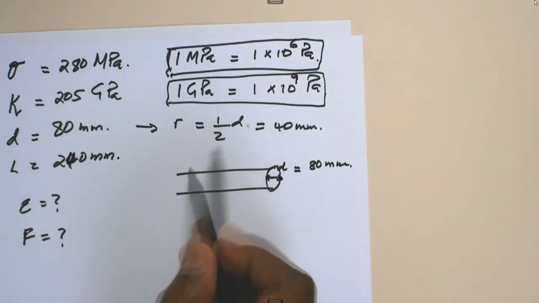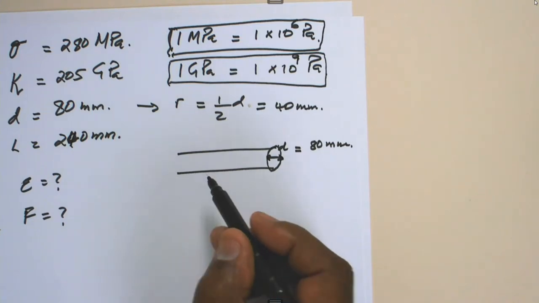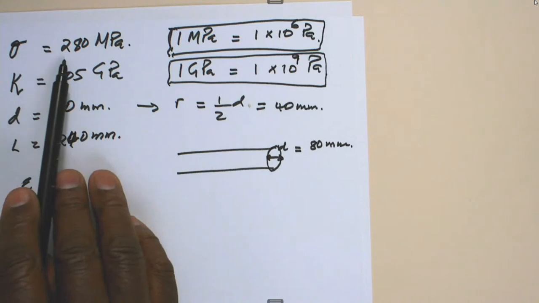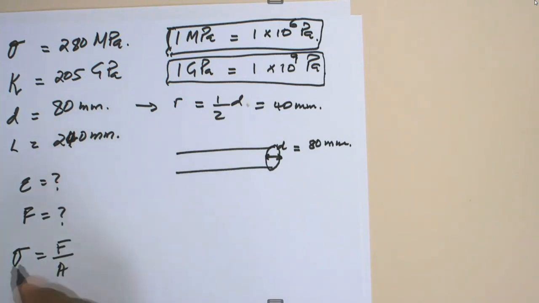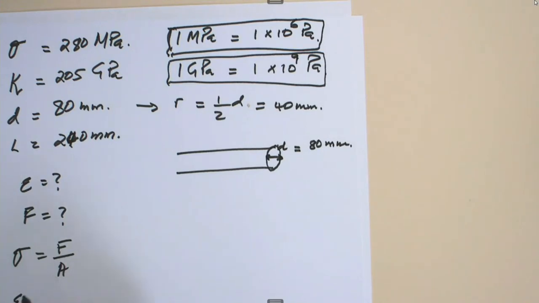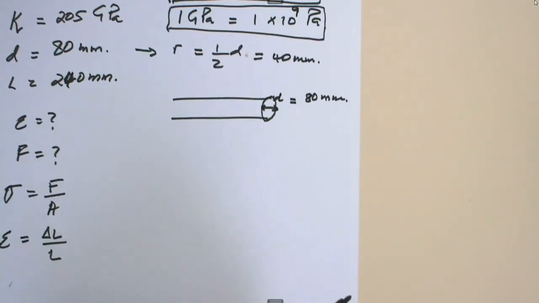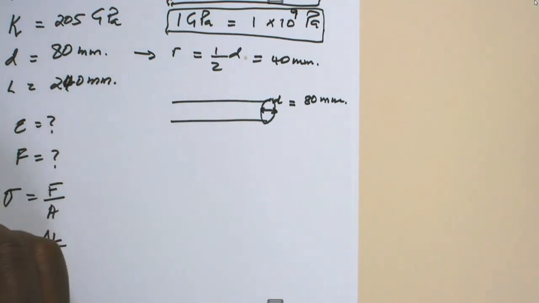Remember to calculate the force, I think we need that. Then, what other information do we have? The stress is 280 megapascals, and we said 1 megapascal is equal to 1 times 10 to the power 6 pascals. So our stress, remember we said stress is equal to force over area. And then we said the strain is equal to change in L over L. So what were we asked to calculate here? We are asked to calculate the strain.